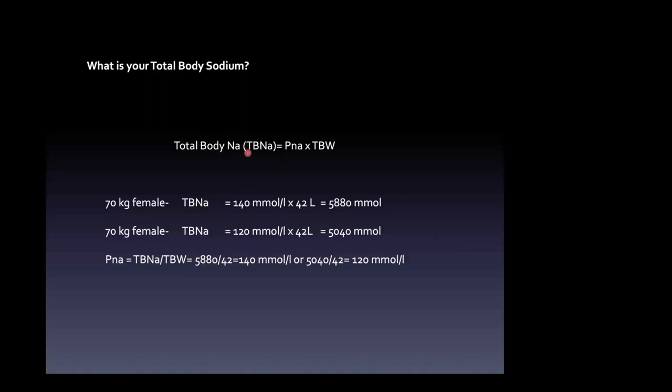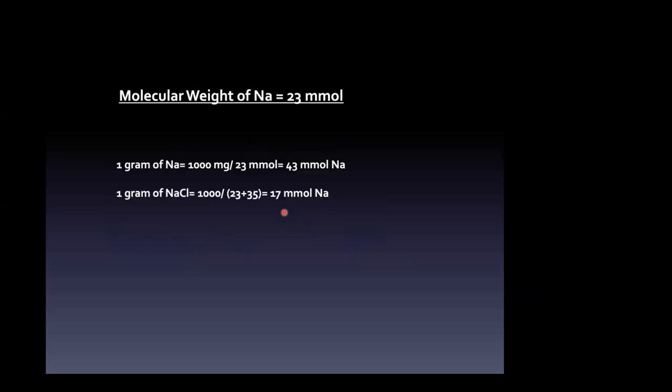This is an important formula just to understand. You don't have to memorize it, but total body sodium is a function of your plasma sodium multiplied by total body water. So if you have a 70 kilogram woman with a plasma sodium of 140 and total body water, which is 0.6 times 70, which is 42 liters, then her total sodium is 5,880 millimoles. At the same time, if this person has a sodium level of 120, then the total body sodium is 5,040. I'm showing you this now because later on, it helps me in my clinical practice to figure out how changes in her treatment will ultimately determine the plasma sodium, okay?